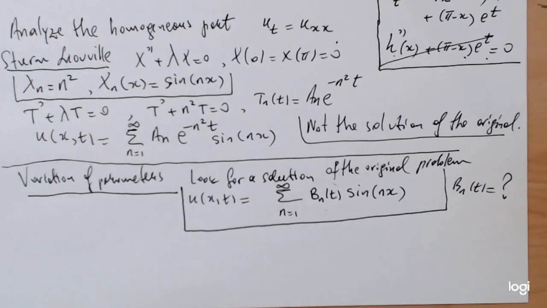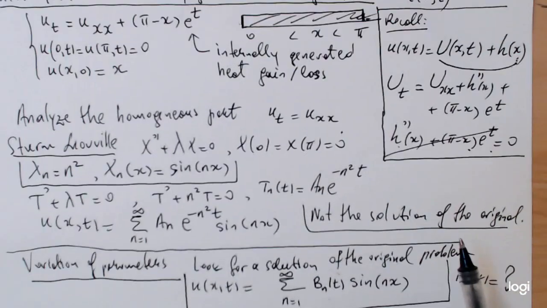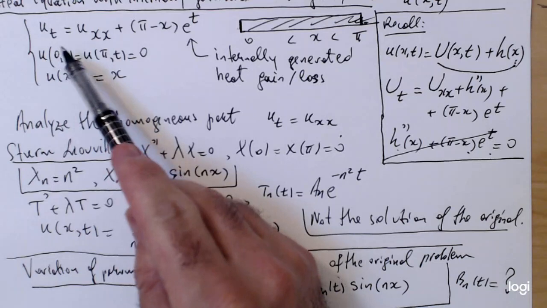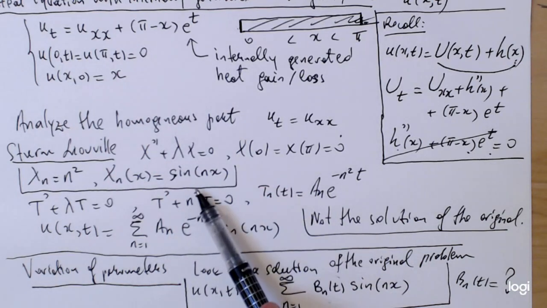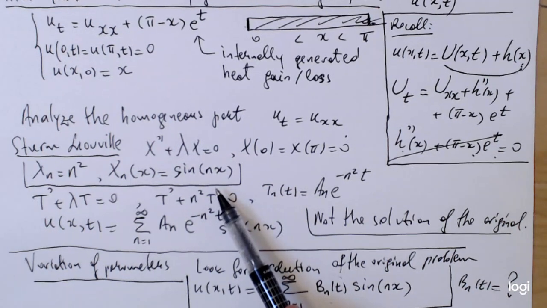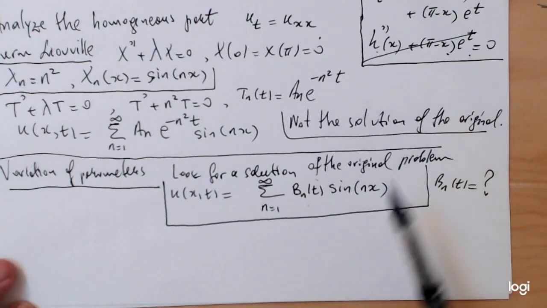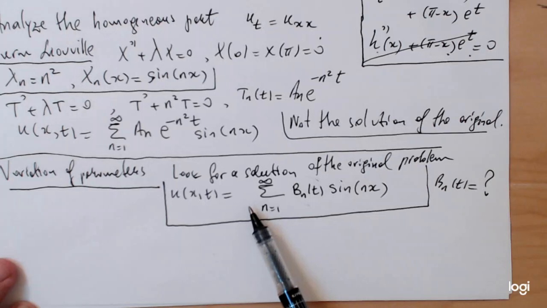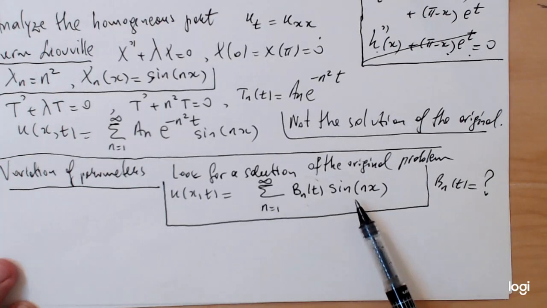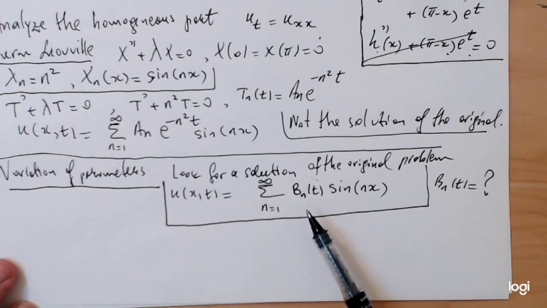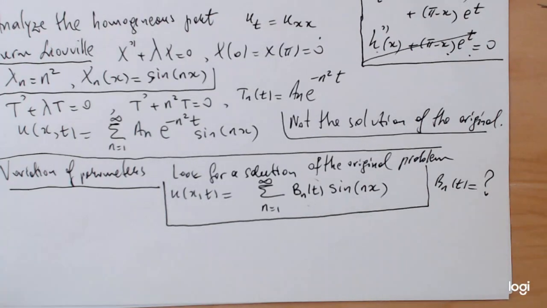So in a nutshell, to summarize even more what we just did, you look at the homogeneous part of the equation. You identify its eigenfunctions. The eigenvalues are less important at this point, but the eigenfunctions. And then you look for a solution in the form of a series of those eigenfunctions with coefficients in terms of t yet to be determined.